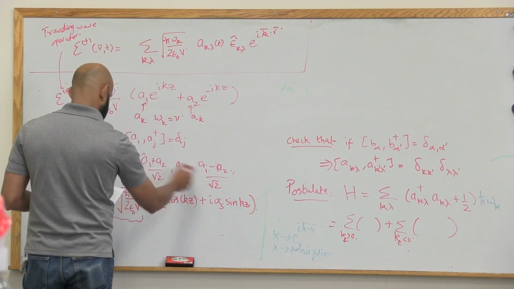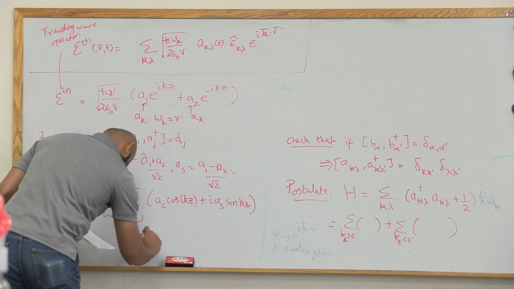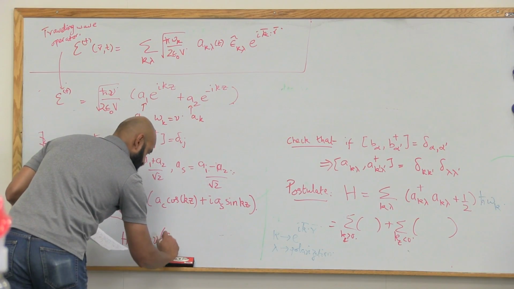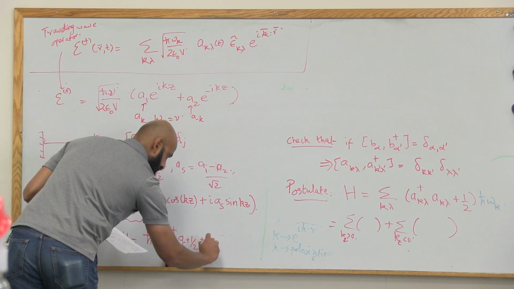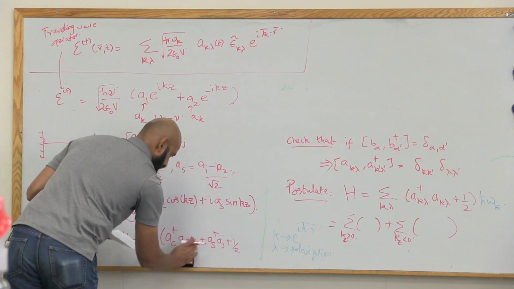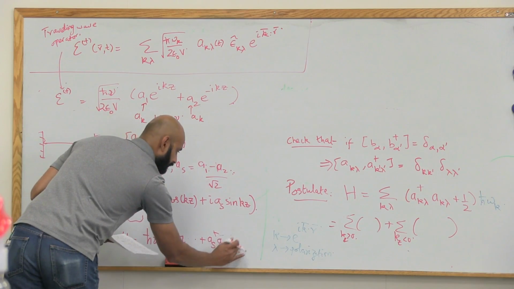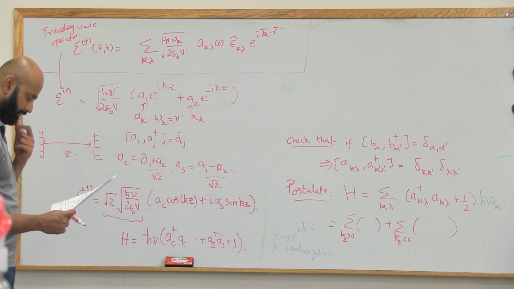And as I said, this also obeys bosonic commutation relation rules. Again, you have to verify by simply substituting. And the Hamiltonian, the energy, is now h bar nu times A_C dagger A_C plus 1/2, plus A_S dagger A_S plus 1/2. So that will be your total Hamiltonian.